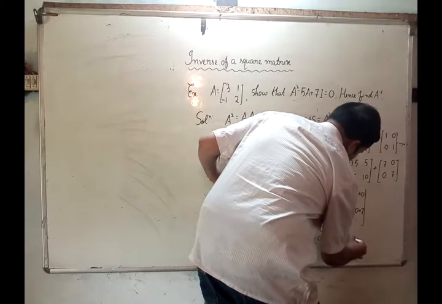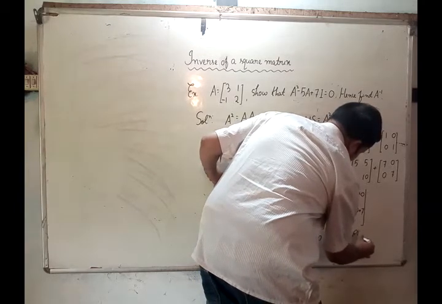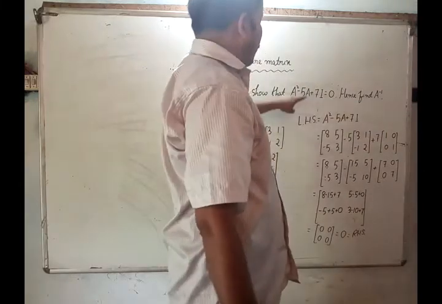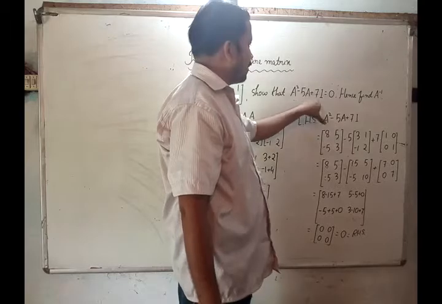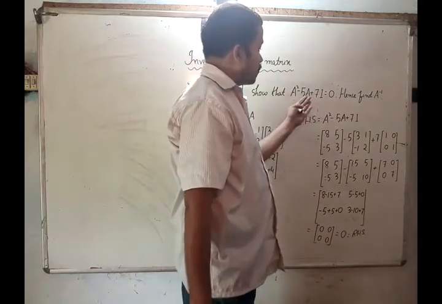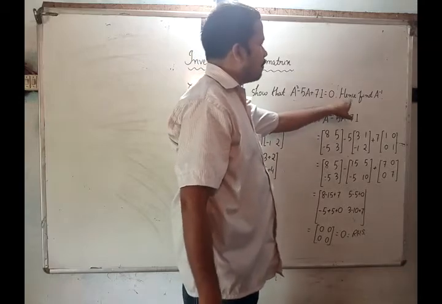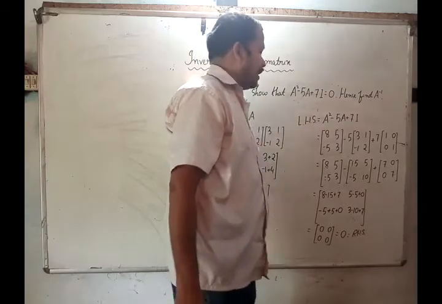So the first part is proved: A squared minus 5A plus 7I equals 0. But this part has no connection with A inverse, so now we go to the A inverse part.